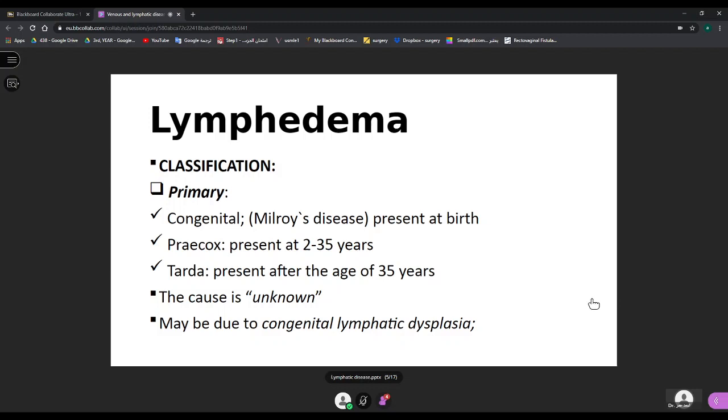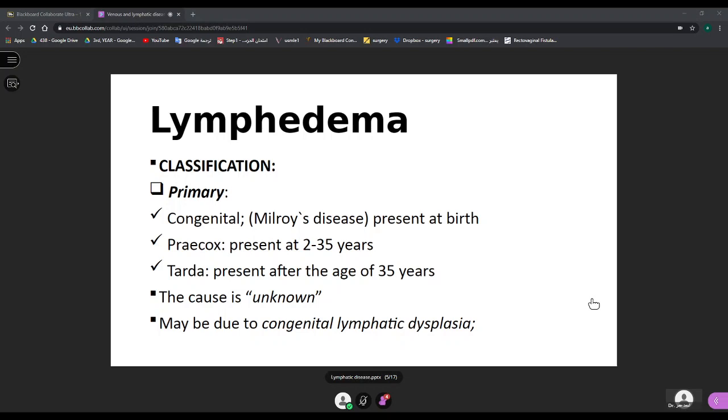Now we will talk about classification of lymphedema. Lymphedema is classified mainly into primary and secondary. Whenever we say primary, usually the cause might be unknown, while secondary is secondary to something, for example, obstruction due to cancer or malignancy, obstruction by microbes or parasites, or obstruction due to trauma. So basically we have two types of lymphedema, primary and secondary.